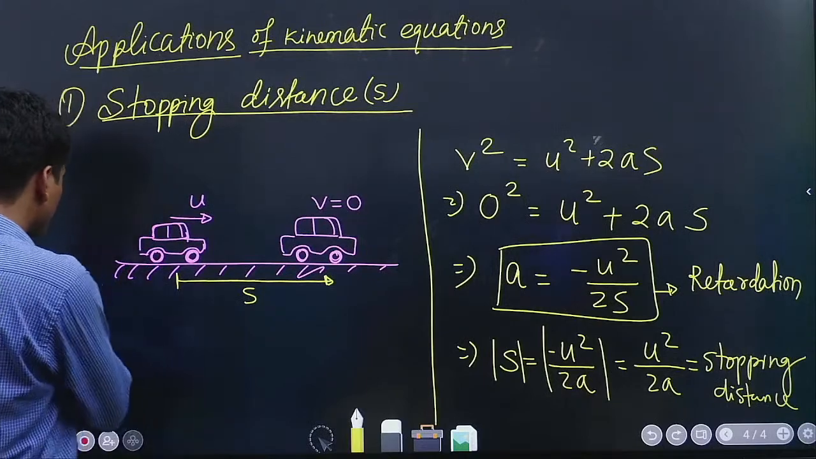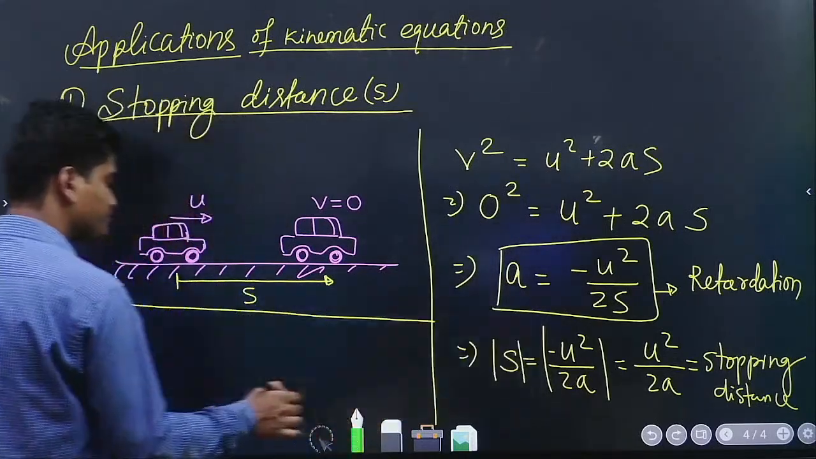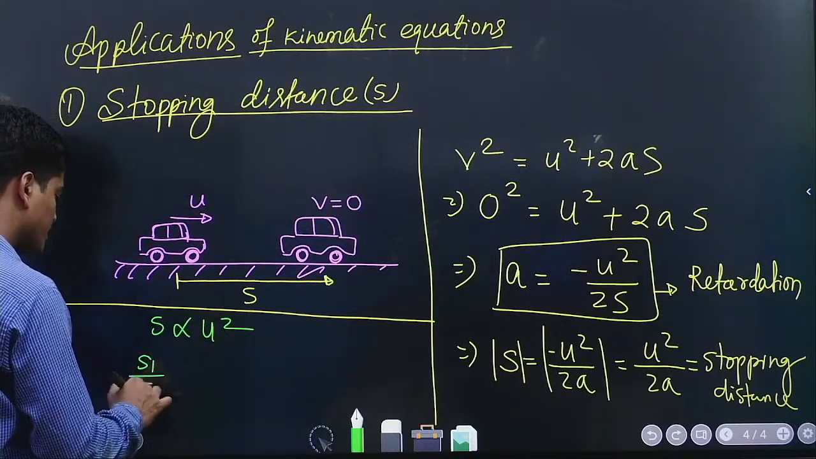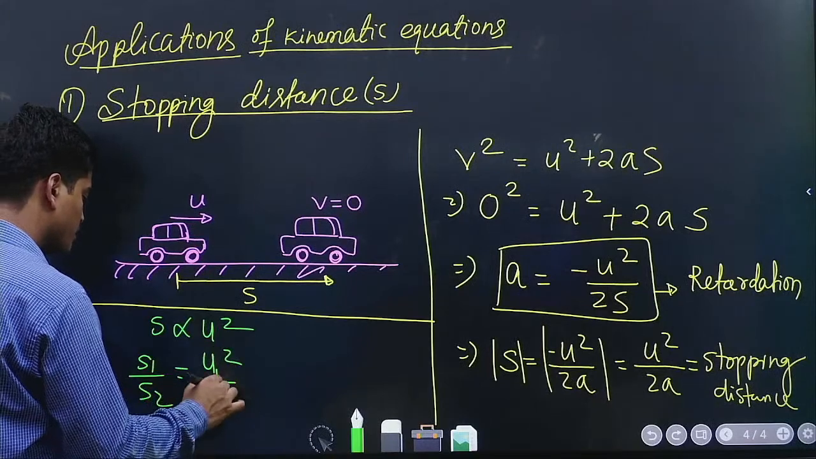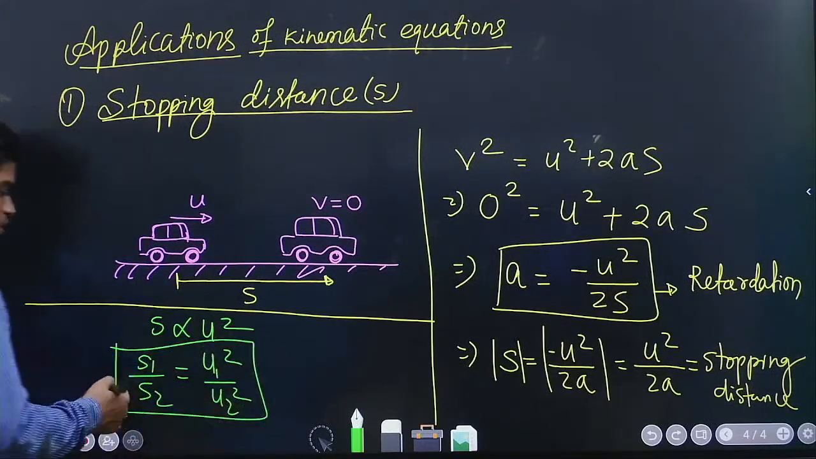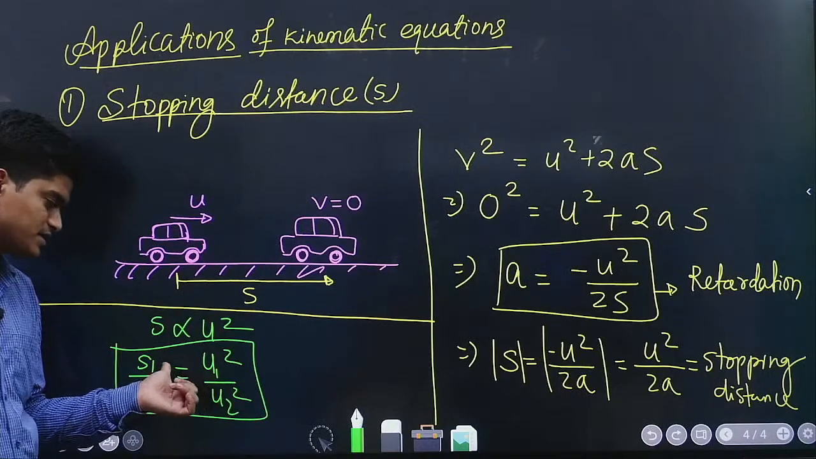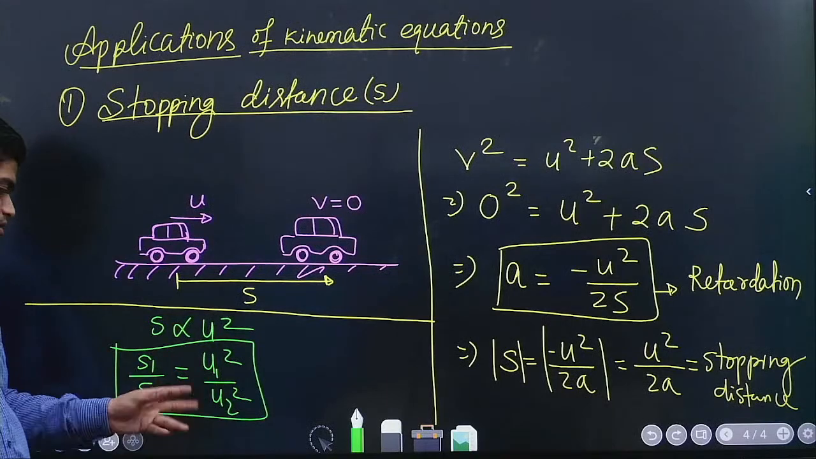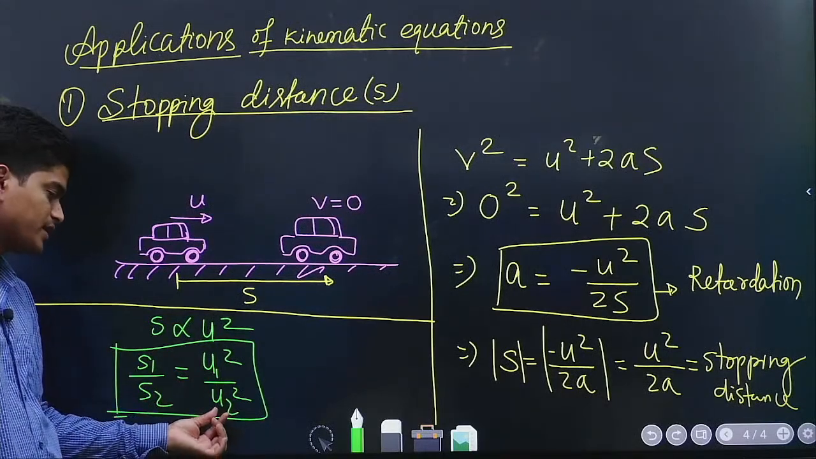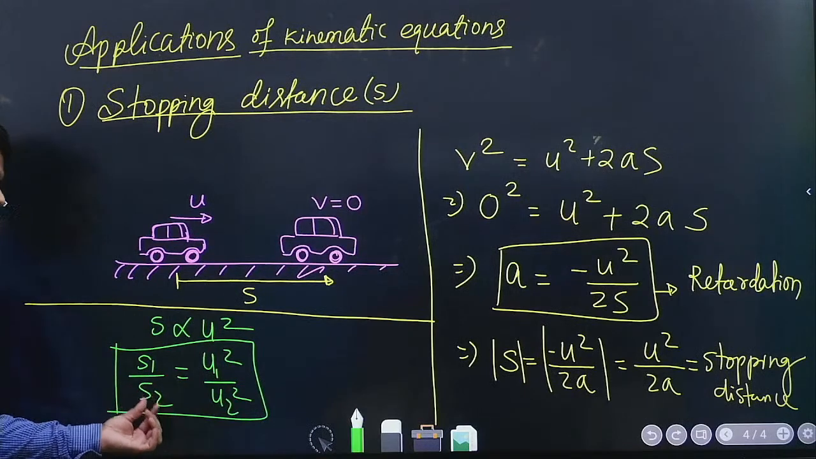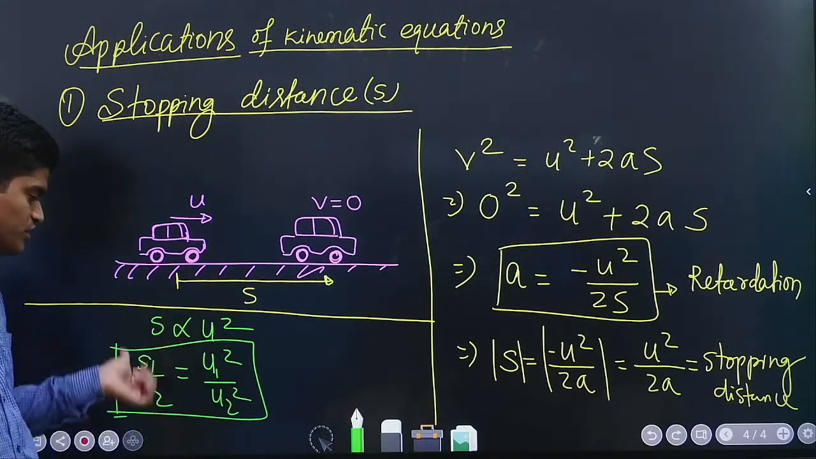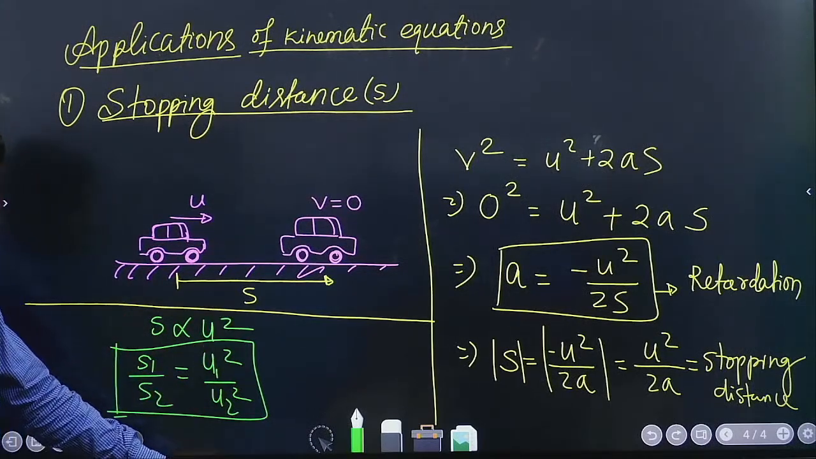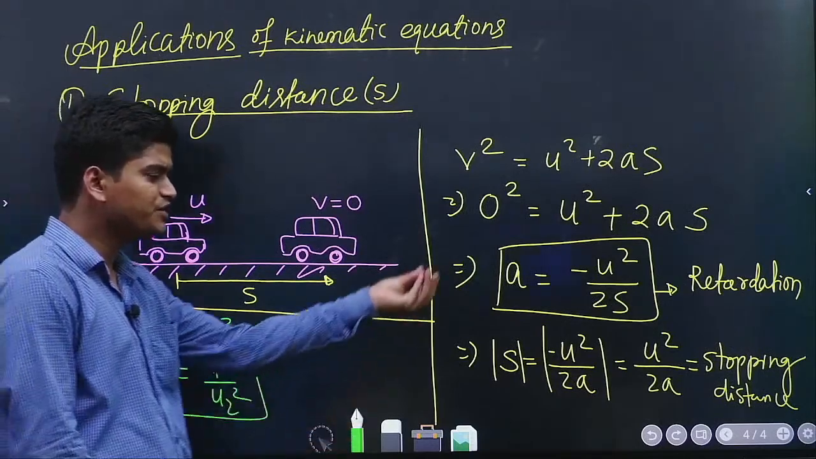Some questions will be like this. S is directly proportional to u square, so S1 by S2 is u1 square by u2 square. That means for a certain object, if the stopping distance and initial velocity are given, and for the same object another initial velocity is given and they ask again for the stopping distance, you can use this relation because S is directly proportional to u square, so S1 by S2 is nothing but u1 square by u2 square. So directly you can apply.